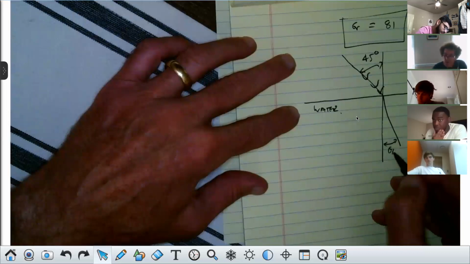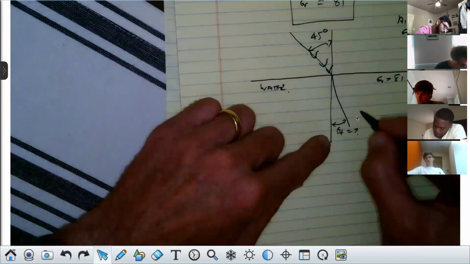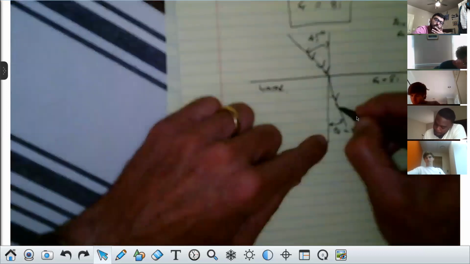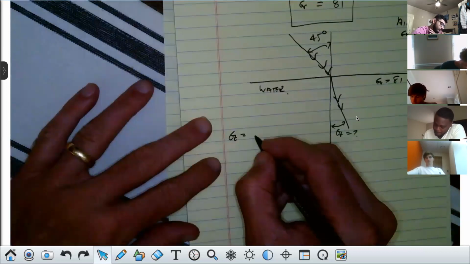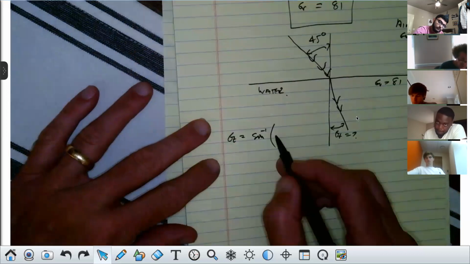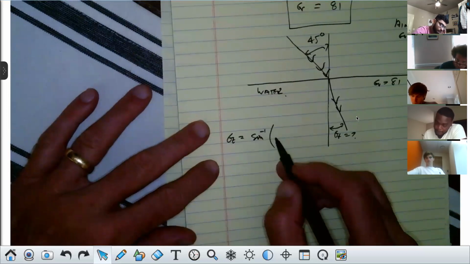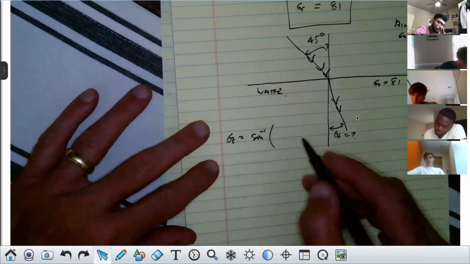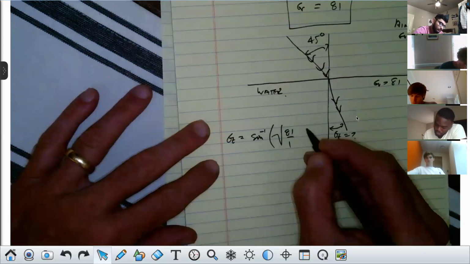So I don't know what this is. In other words, the light will bend when it goes through there. So I can say that theta transmitted is equal to the sine minus 1 of the square root of, now it's going to be what? Epsilon relative 1 over epsilon relative 2, correct? It's the square root of epsilon relative 1, or 81, over epsilon relative 2, or 1, right?